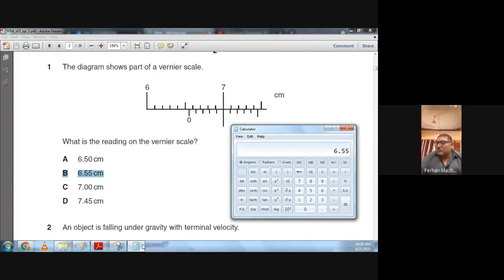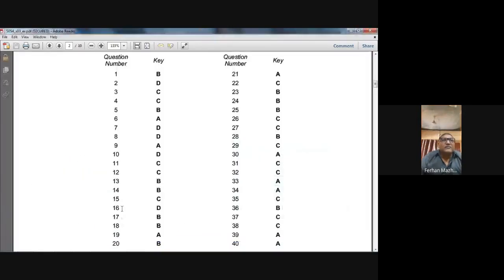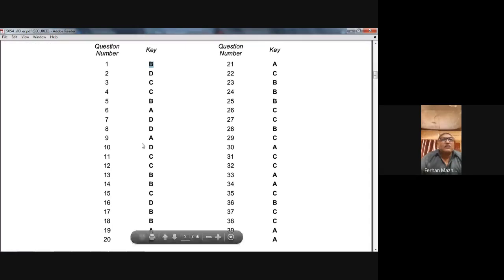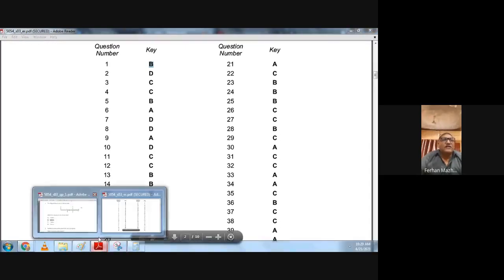6.55 is the reading. So I think that question number 1, B is the right answer. So let's check from the marking scheme. Oh yeah, B is the right answer. So here we go, B is the right answer. Okay, so now move to the next question.